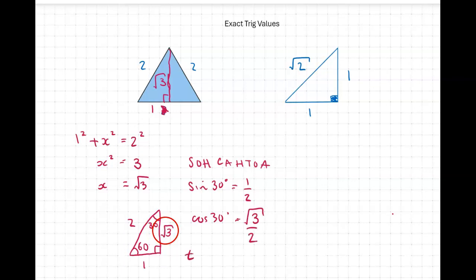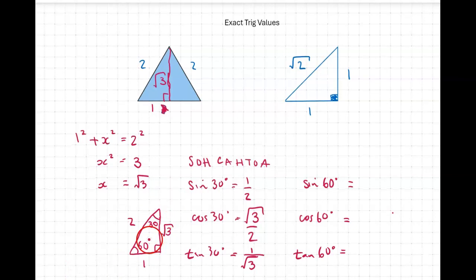And tan 30. Okay, so tan is opposite over adjacent, so 1 over √3. Of course, you could rationalise that if you wanted to. And you can do the same sort of thing with the 60s.